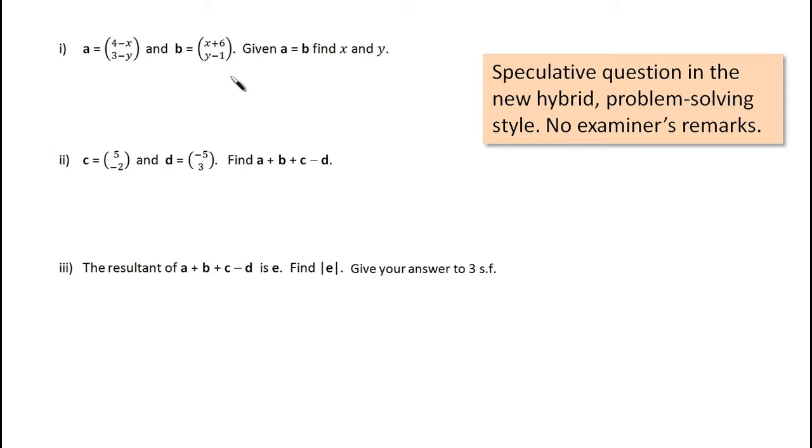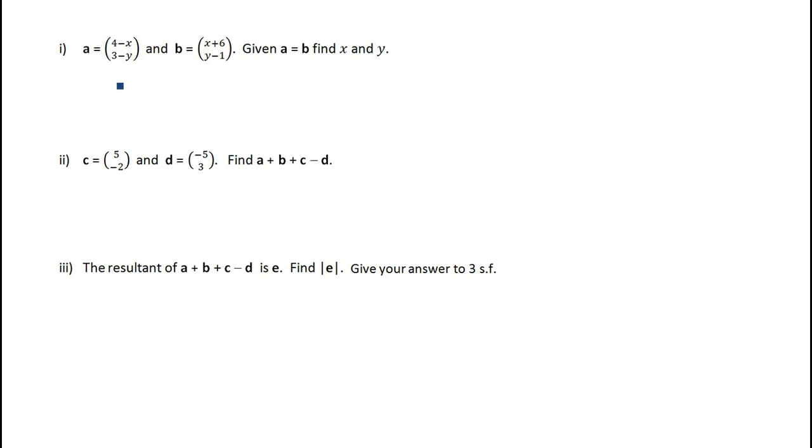Now if A equals B, and if we understand how vectors work, then it must be that they've got the same magnitude, same direction, and in fact the same numerical values, the same components, as we call it, inside the brackets. So that must mean that 4 minus x equals x plus 6. So let's start there. So 4 minus x equals x plus 6. And similarly, we've got 3 minus y must equal y minus 1.